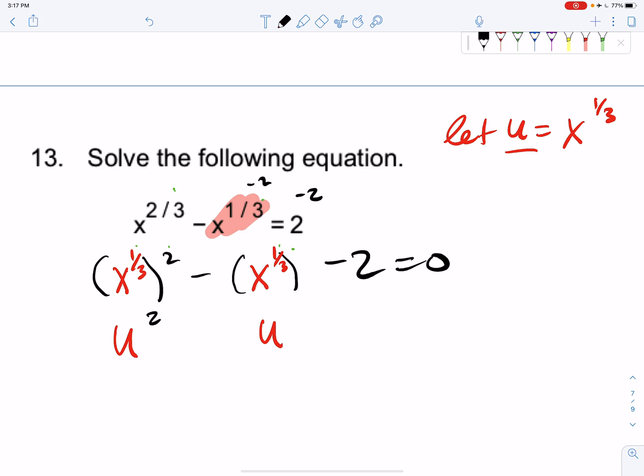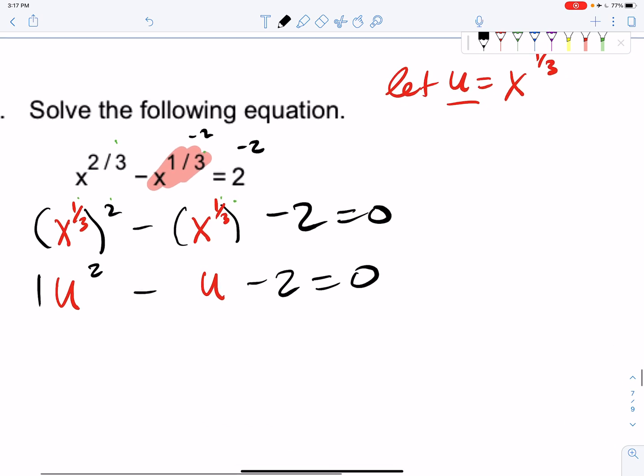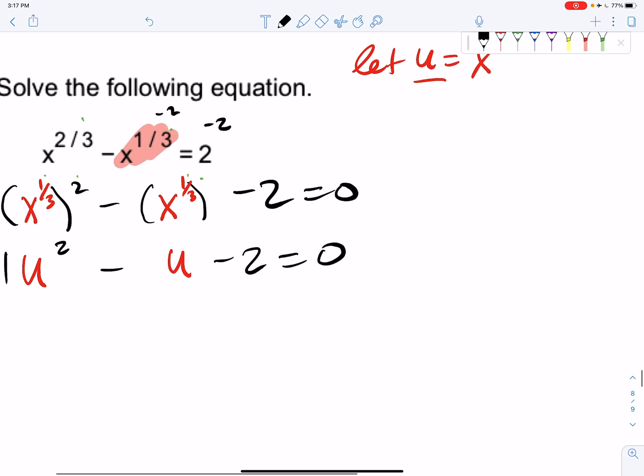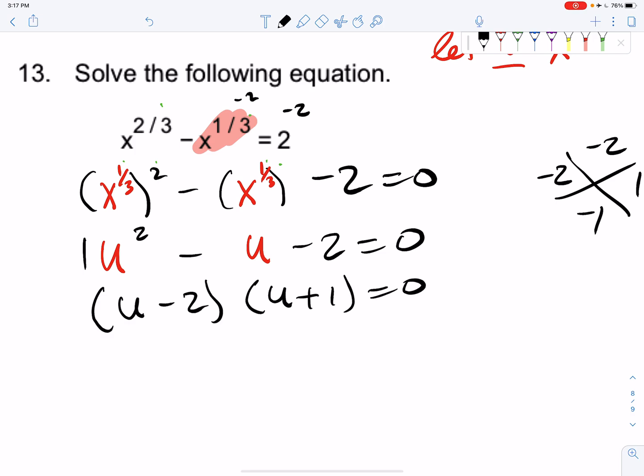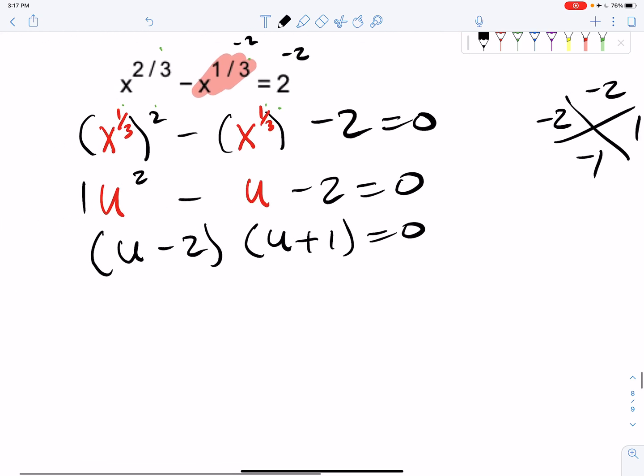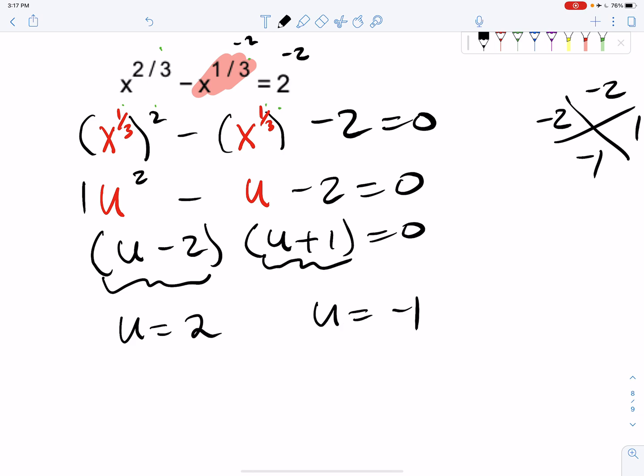So now I got u squared minus u minus 2 equals 0. There's a leading coefficient of 1, so this is going to be pretty easy to factor, I believe. What multiplies to -2 and adds to -1? That's going to be -2 times 1 is -2, and -2 plus 1 is -1. So this factors down to u minus 2 times the quantity u plus 1 equals 0. Set each factor equal to 0, so u equals 2. Set the second factor equal to 0, so u equals -1.